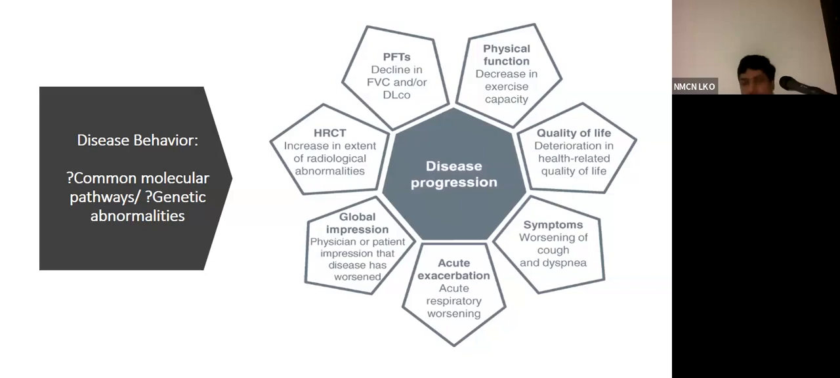It can be done by assessment of worsening of symptom status, whether there is worsening of baseline cough or dyspnea, assessment of quality of life, whether there is any deterioration of health-related quality of life, whether there is any decrease in physical function, like decrease in exercise capacity, decrease in lung functional status, especially declining PFT parameters like FVC and DLCO, radiological assessment on HRCT chest, whether there is any increase in extent of radiological abnormalities, and global impression of the patient and the subject, whether the disease has worsened or not.